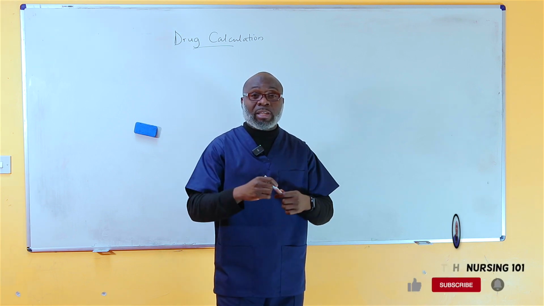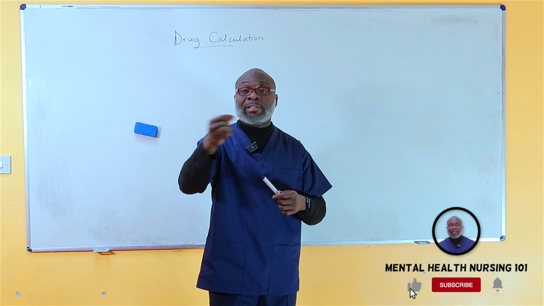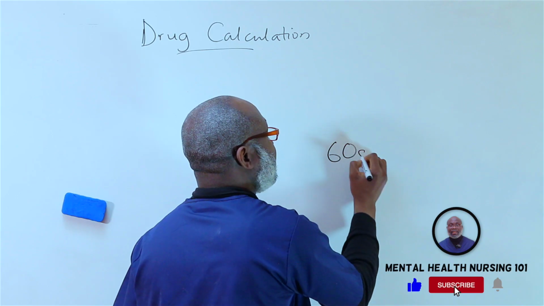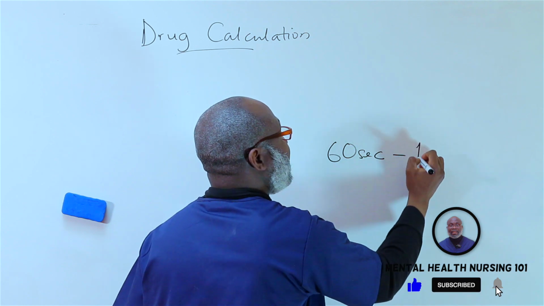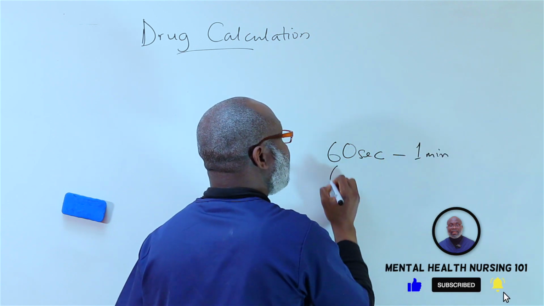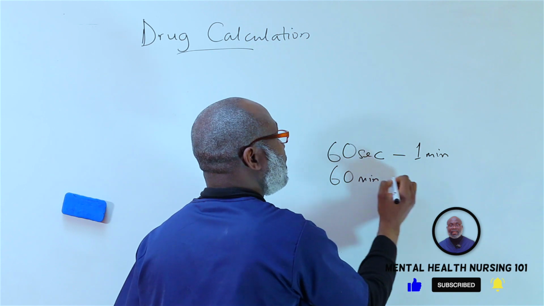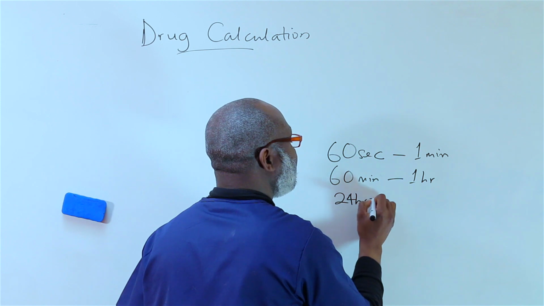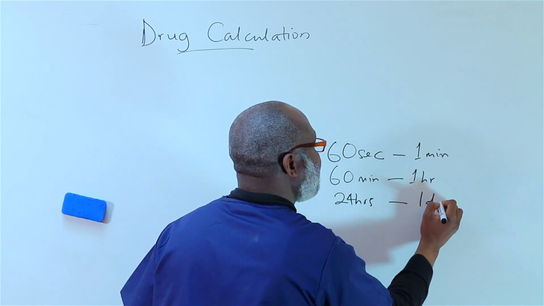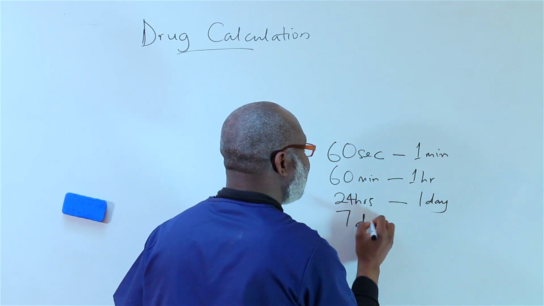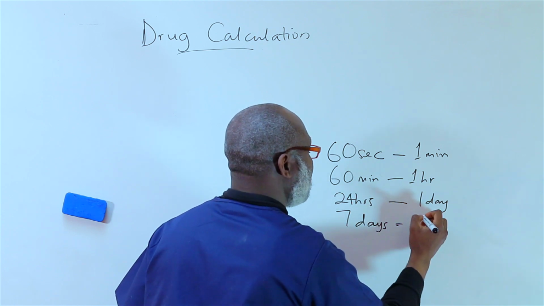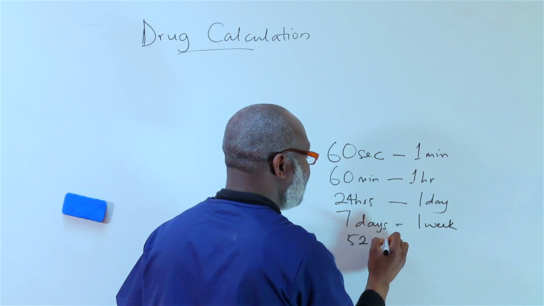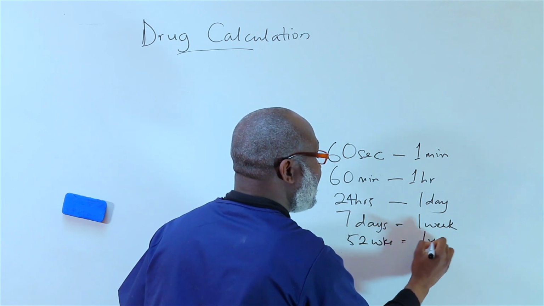What basic knowledge am I talking about? That is the units of time. What are the units of time? Units of time says that 60 seconds equals 1 minute. 60 minutes equals 1 hour. 24 hours equals 1 day. 7 days equals 1 week. And 52 weeks equals 1 year.